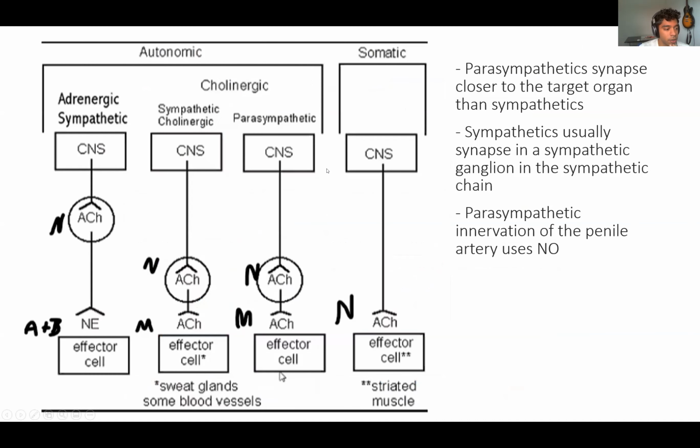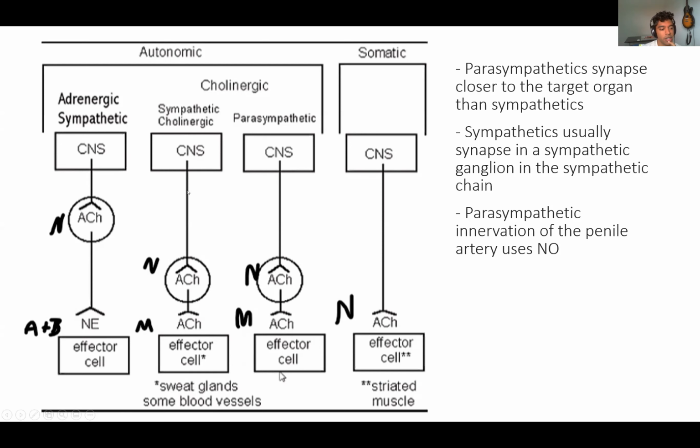So this is a diagram showing you the receptors involved in different pathways. Your first receptor is always going to be nicotinic. With all of these receptors, once it comes out of the CNS, the first receptor is nicotinic. So your somatic, your skeletal muscles, that'll be a nicotinic receptor from acetylcholine. And then your sympathetic cholinergic and your parasympathetics will be muscarinic.